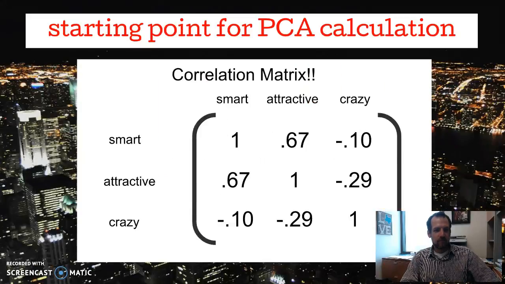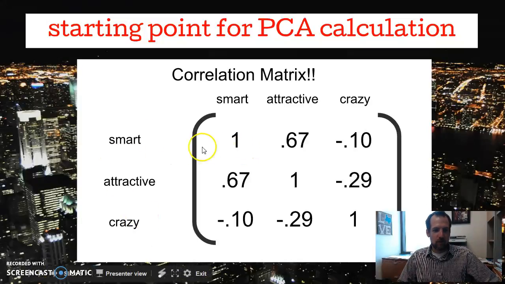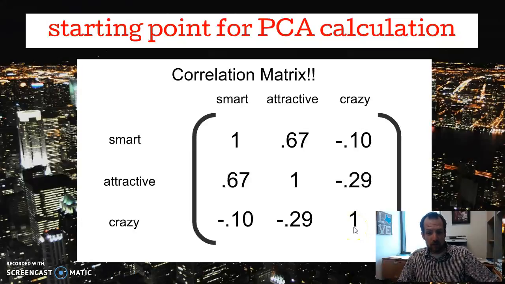So what he's going to start out with is a correlation matrix, which we already said earlier is the basis for principal components analysis calculation. And so in this matrix, obviously the correlation between smart and smart is 1 because that's the same variable. And so the diagonal of this correlation matrix is always going to be 1. And sometimes you'll see a covariance matrix, which is what factor analysis does, but that's different.